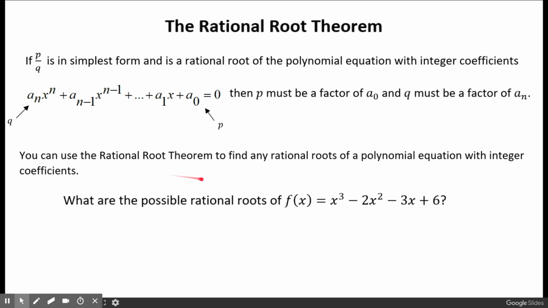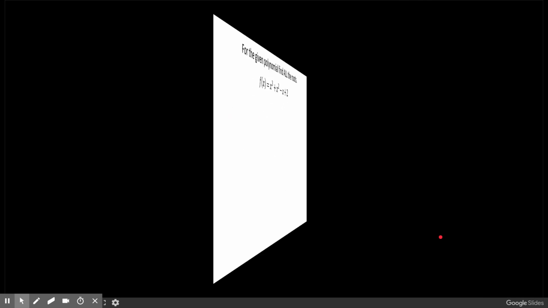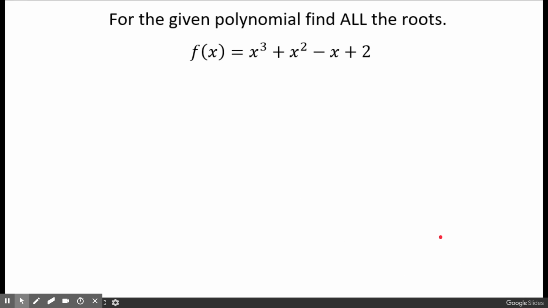So for example, here's a polynomial. This is q. Q is the value of 1. And p is the value of 6. So we need all the factors of 6 divided by all the factors of 1. So p divided by q. And that gives us these possible rational roots. So let's look at an example.